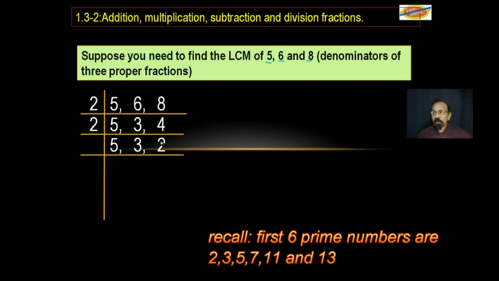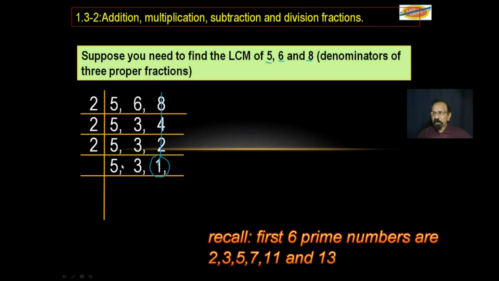Can we try 2 again? Yes. Bring down that 5, bring down that 3. 2 into 2, 1. Now, once we get this 1 here, we will ignore that column. So now we concentrate on this 5 and this 3. You have seen this before. What is the next higher prime number?